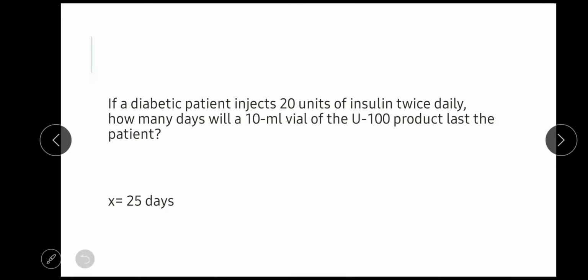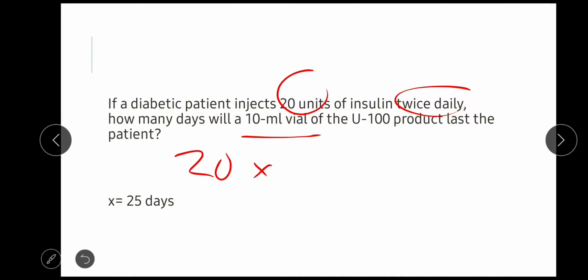Next, if a diabetic patient injects 20 units of insulin twice daily, how many days will a 10 ml vial of 100 unit product last for the patient? Given here are 20 units and a 10 ml vial. What we are looking for is how many days the patient can use one 10 ml vial, if he uses 20 units 2 times a day. So, 20 units times 2, right? So per day, he uses 40 units.